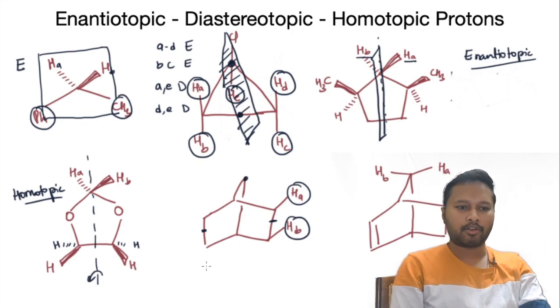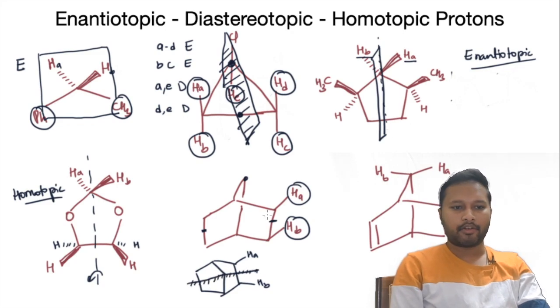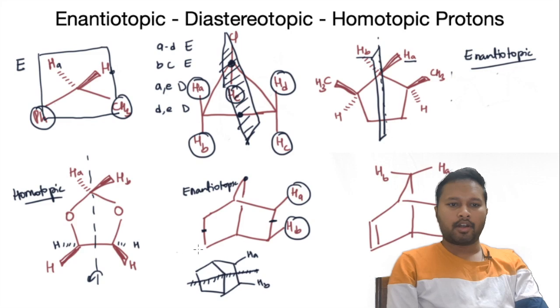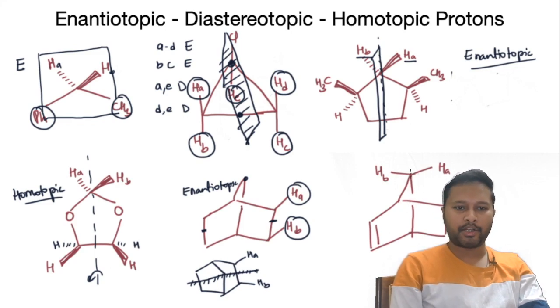If I show you from the top, this molecule will actually look like something like this, and this is HA and this is HB. So the plane passes through the molecule like this, from here. So this is your plane. This plane of symmetry is reflecting these two. So HA and HB over here are enantiotopic.